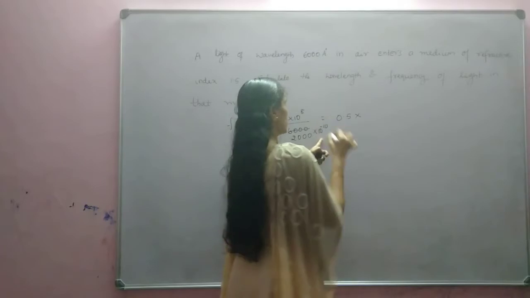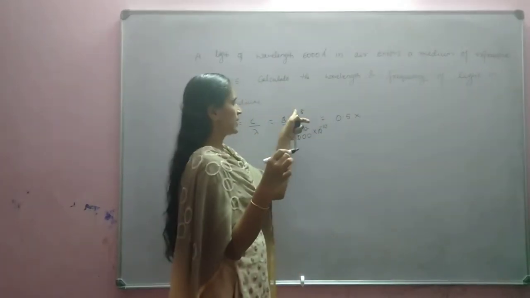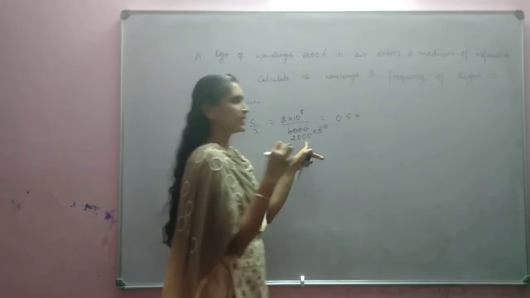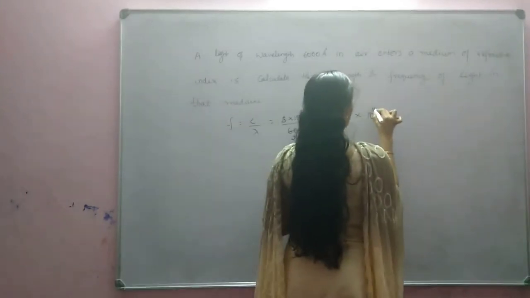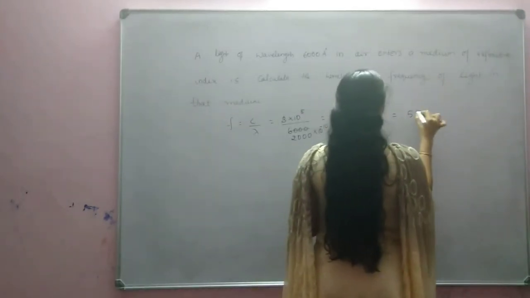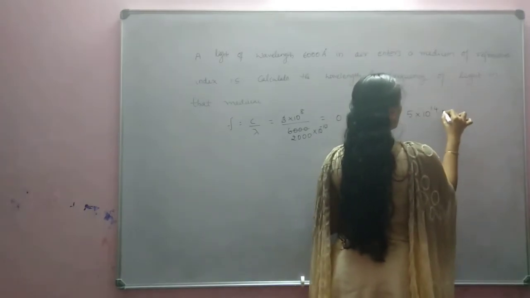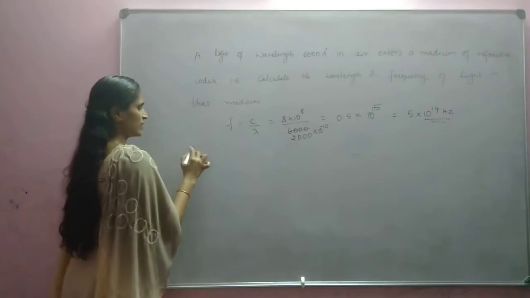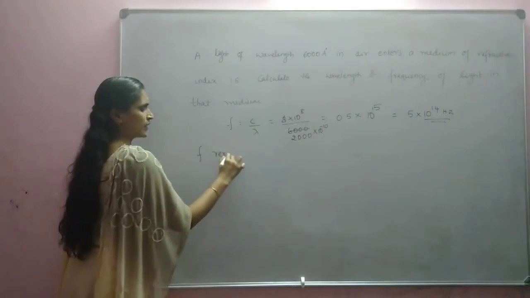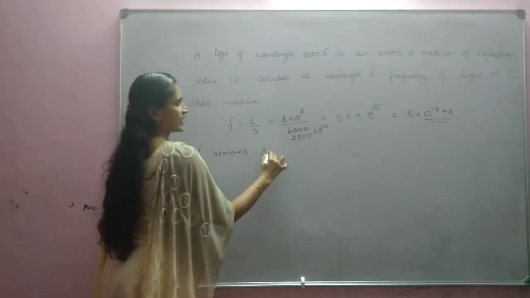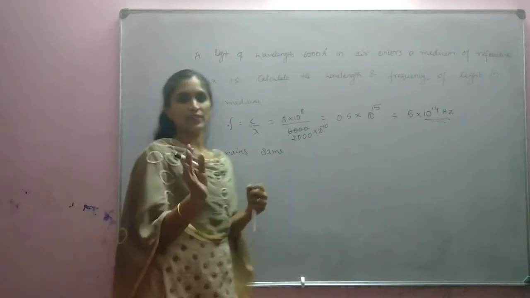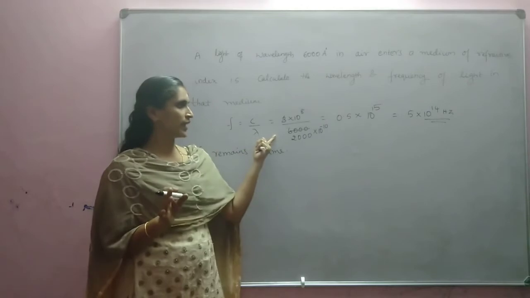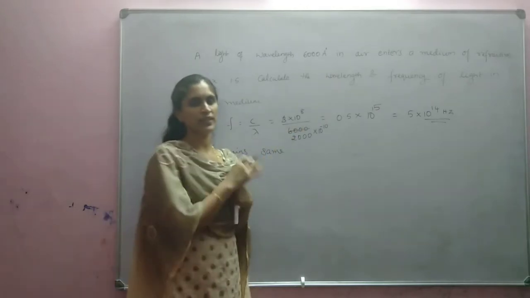10 raised to minus 10 goes to the numerator and becomes 10 raised to 10, combined with minus 3, so you get 10 raised to 15 times 0.5. Or you can write 5 into 10 raised to 14 Hertz. This is the frequency in air. The frequency remains the same. I told you, when light travels from one medium to another medium, the only thing that remains the same is frequency. So in air, whatever the frequency, the same frequency will be there in this medium also.